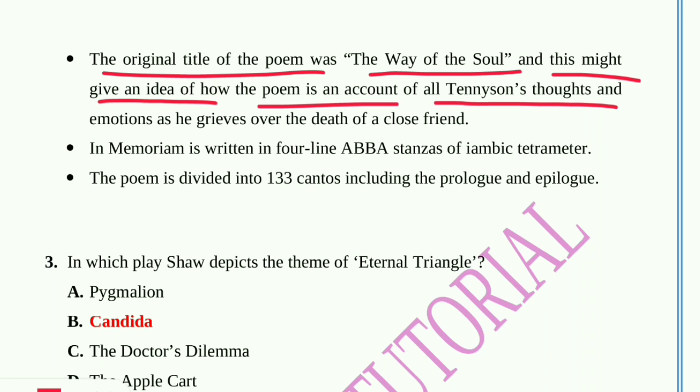In Memoriam is written in 4-line ABBA stanzas of iambic tetrameter. The poem is divided into 133 cantos, including the prologue and epilogue.